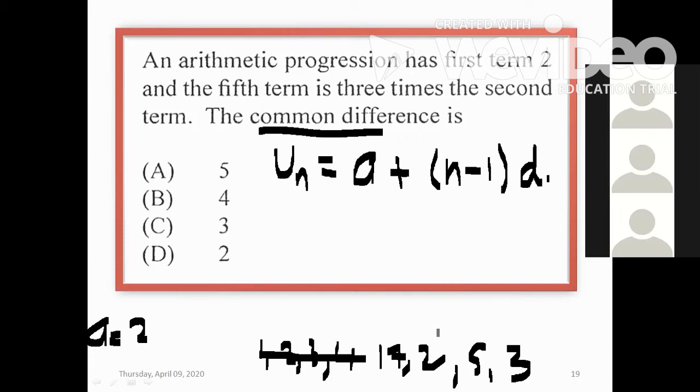All right. So they're telling us about the 5th term. So u5 will be equal to 2 plus, this is 5, take away 1, which is what? 4d. You all see that?